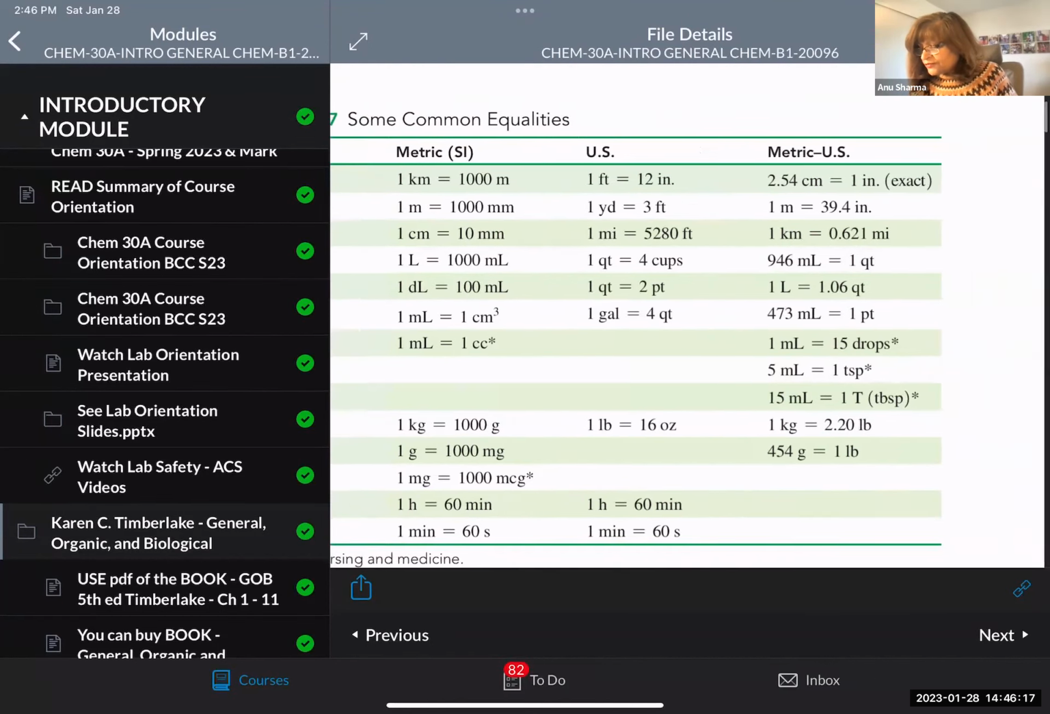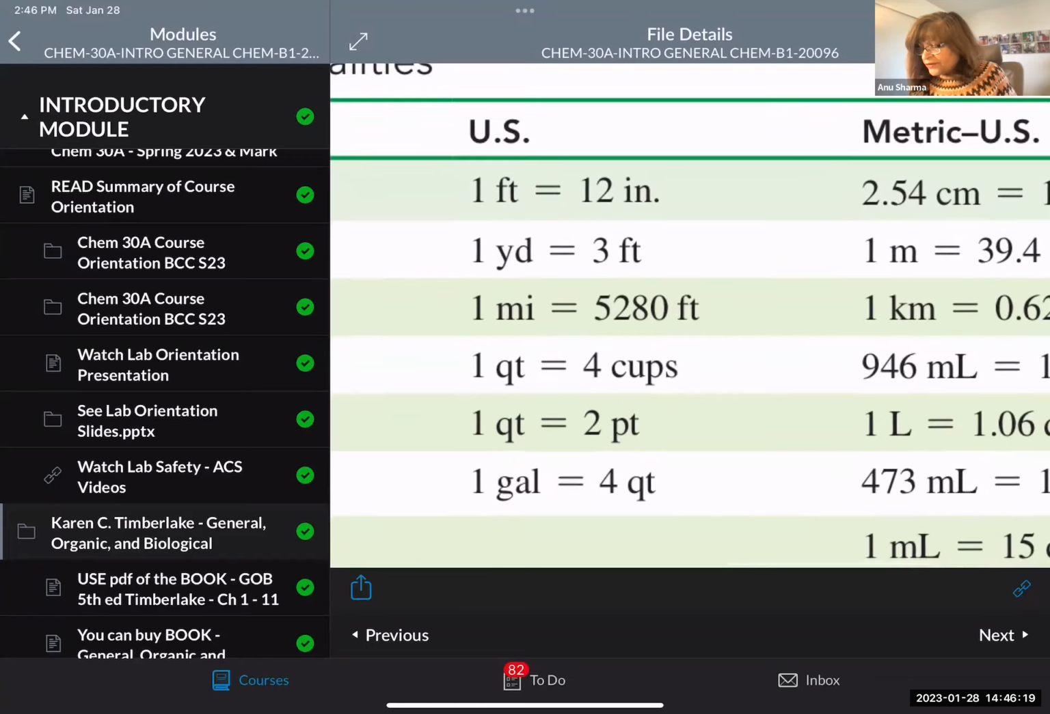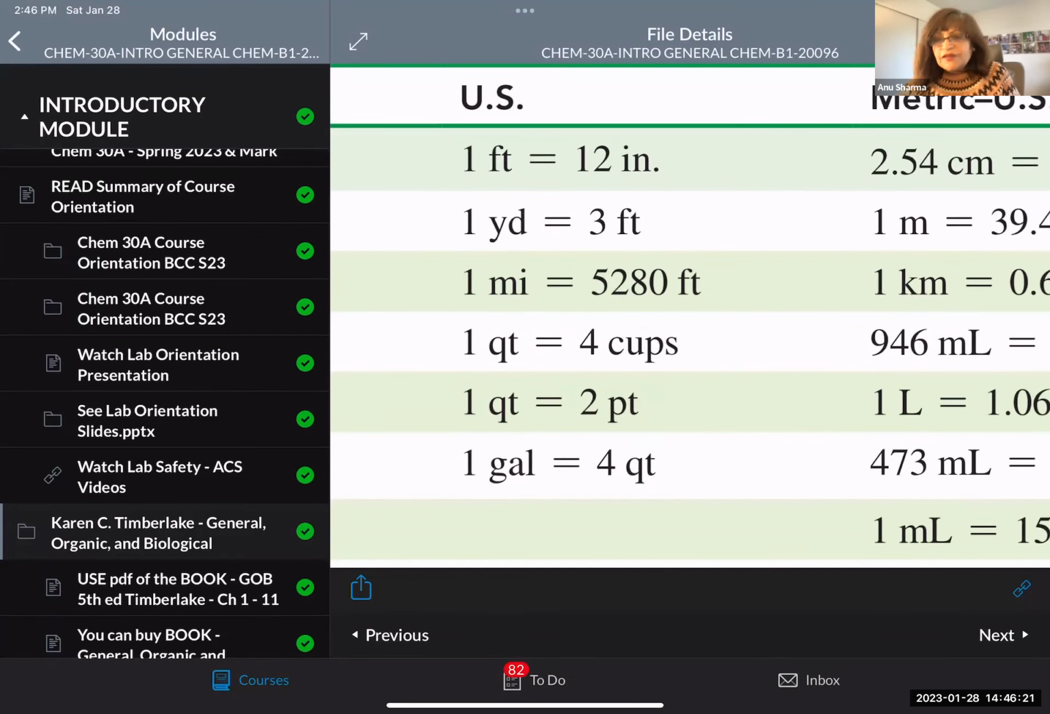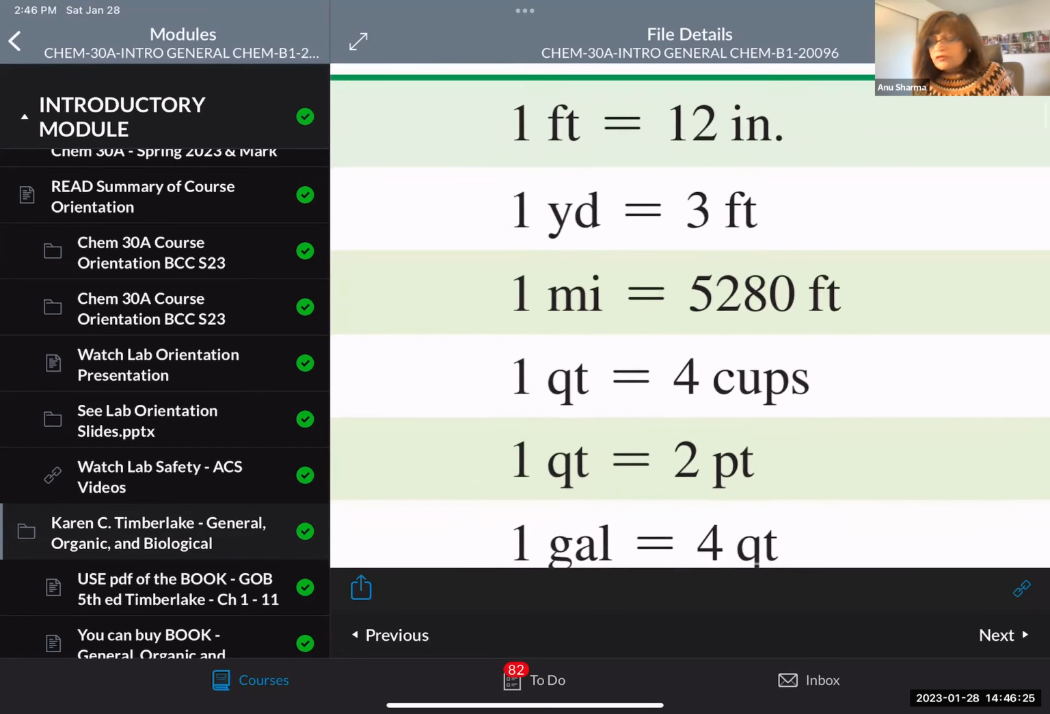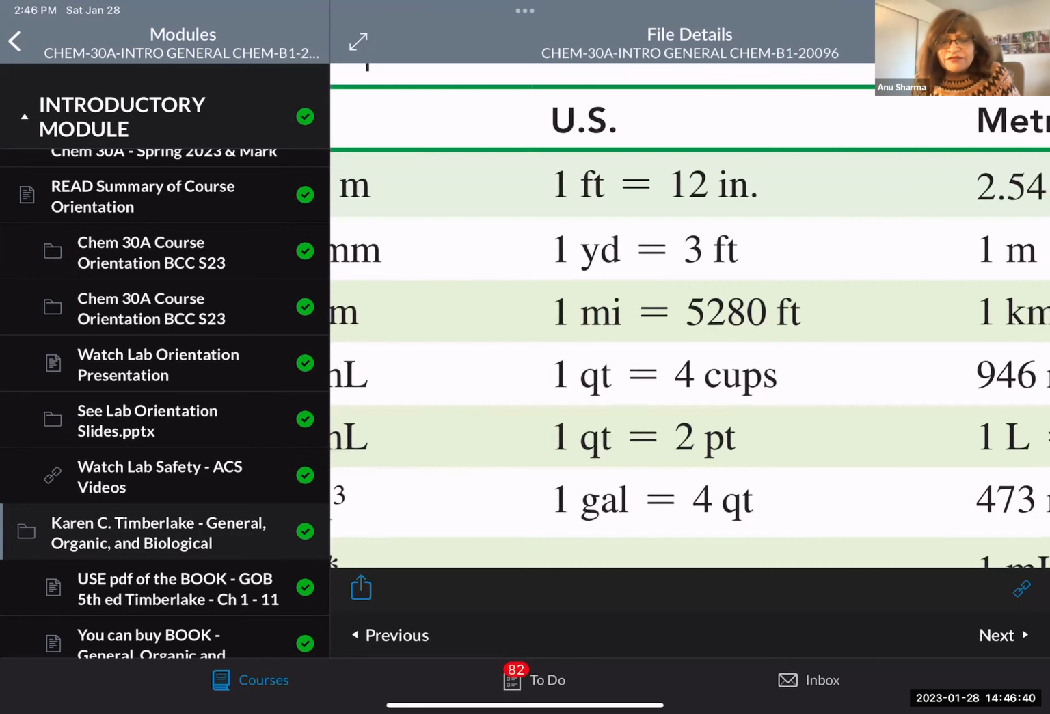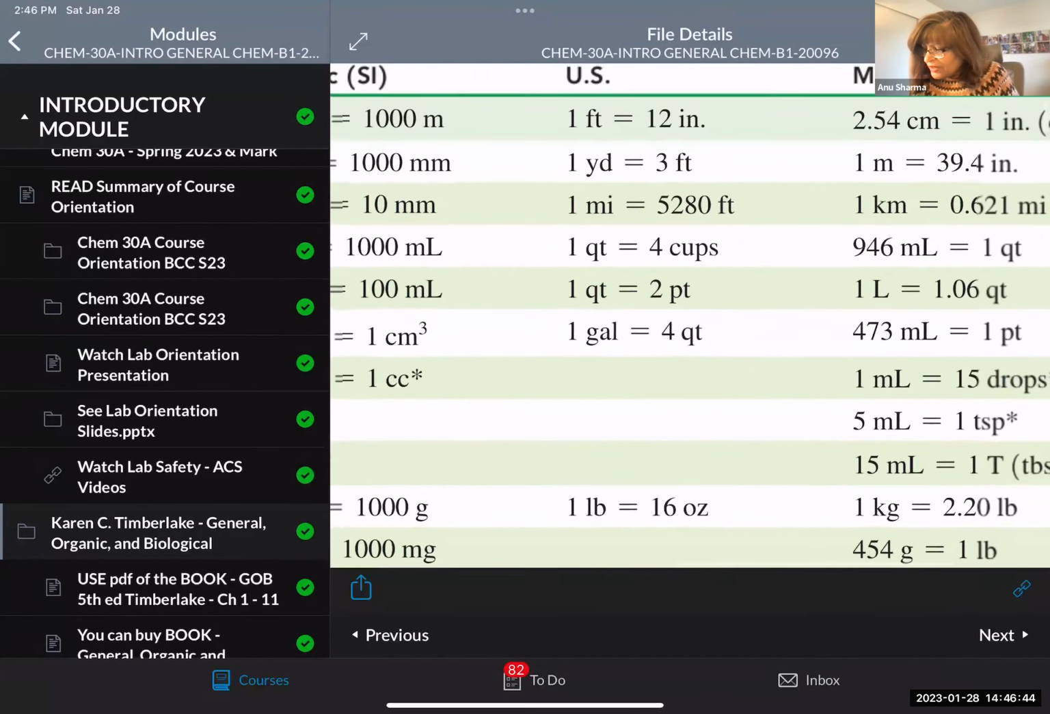But in the US, we use different types of units, and that is feet, inches, yards, and these are also related. Feet and inches are related as 1 foot is equal to 12 inches, 1 yard is 3 feet, 1 mile is 5280 feet, 1 quart is 4 cups. You see that? All these are called equalities, even with the units that we use in the United States. So that's one piece.